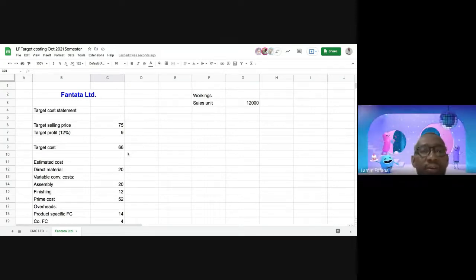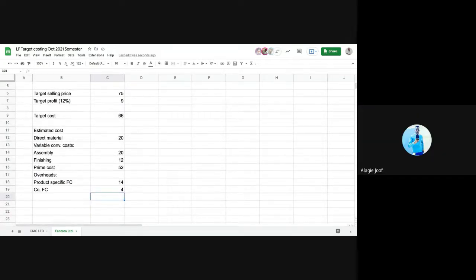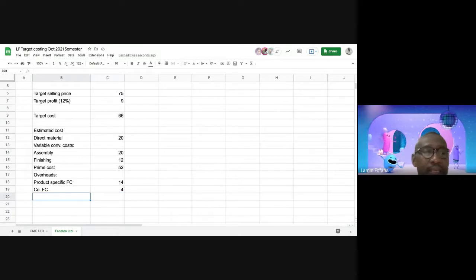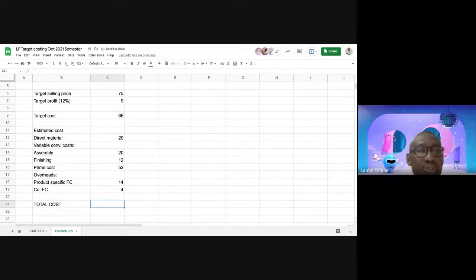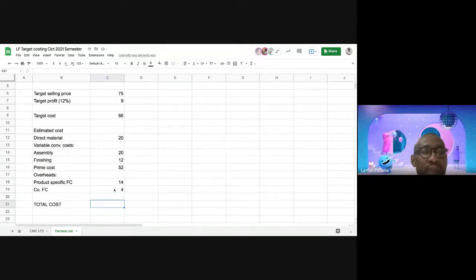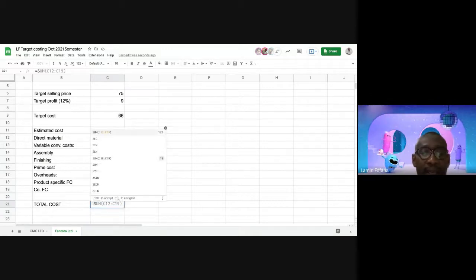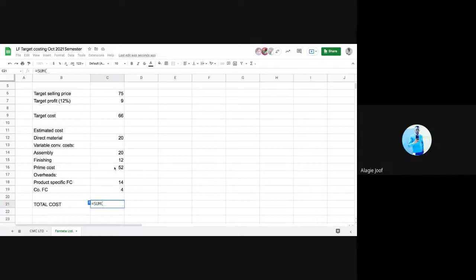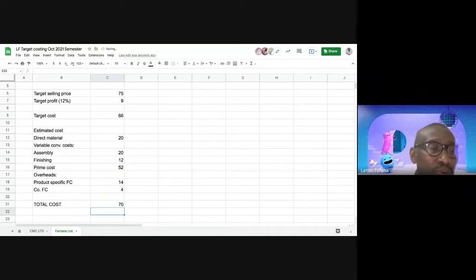So far those are the costs. Now we go and find our total cost, or total estimated cost. What we're going to do is add the total fixed cost to the prime cost. So we can do our sum formula: equals sum, bracket open, then we start adding prime cost all the way down here, bracket close. So the total cost is 7.